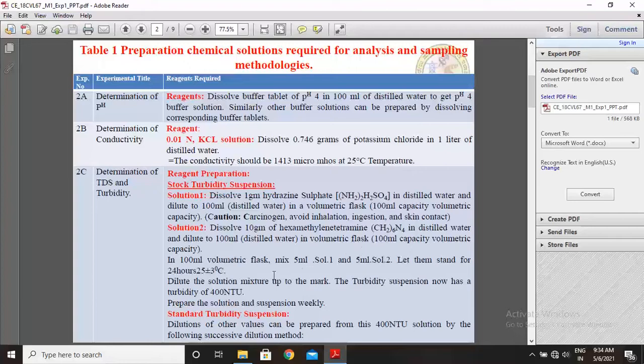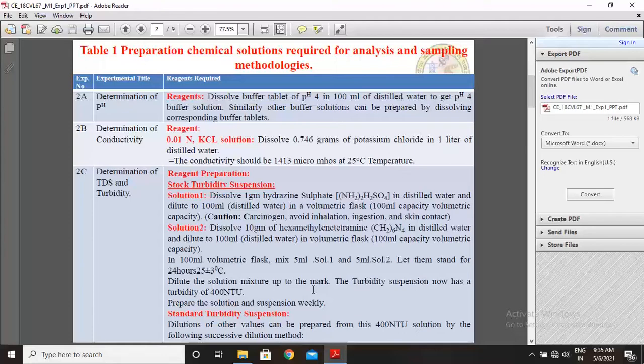Next step, in a 100 ml volumetric flask, mix 5 ml solution 1 and 5 ml solution 2. Let them stand for 24 hours at plus or minus 3 degrees centigrade. Dilute the solution mixture up to the mark. The turbidity suspension now has a turbidity of 400 NTU. Prepare the solution and suspension weekly.